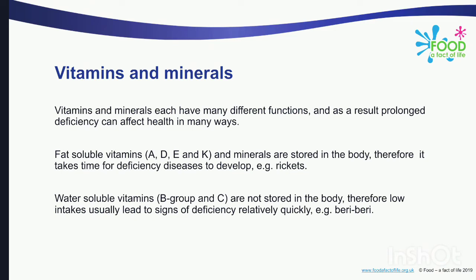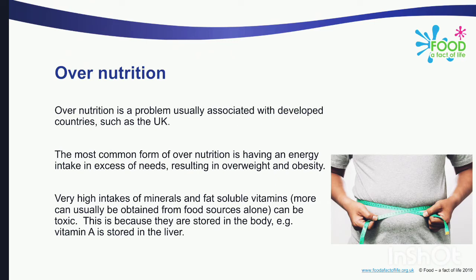Now, vitamins and minerals each have many different functions, and as a result, prolonged deficiency can affect health in many ways. Fat soluble vitamins, vitamin A, vitamin D, vitamin E, and vitamin K, and minerals are stored in the body. Therefore, it takes time for deficiency diseases to develop. Example: rickets. Water soluble vitamins, vitamin B group and C, are not stored in the body. Therefore, low intake usually leads to signs of deficiency relatively quickly. Example: beriberi.